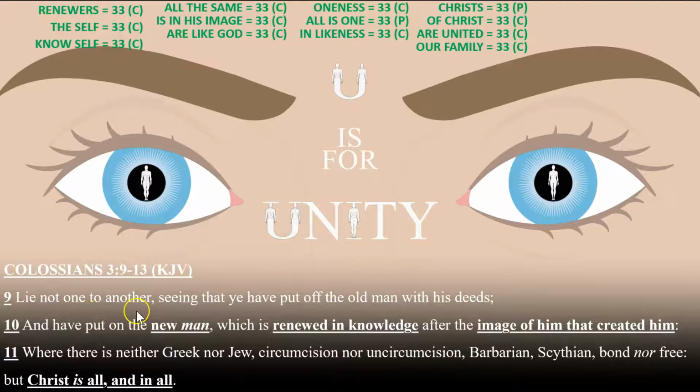Lie not one to another, seeing that ye have put off the old man with his deeds, and have put on the new man, which is renewed in knowledge, after the image of him that created him, where there is neither Greek nor Jew, circumcision nor uncircumcision, barbarian, Scythian, bond nor free, but Christ is all, and in all.